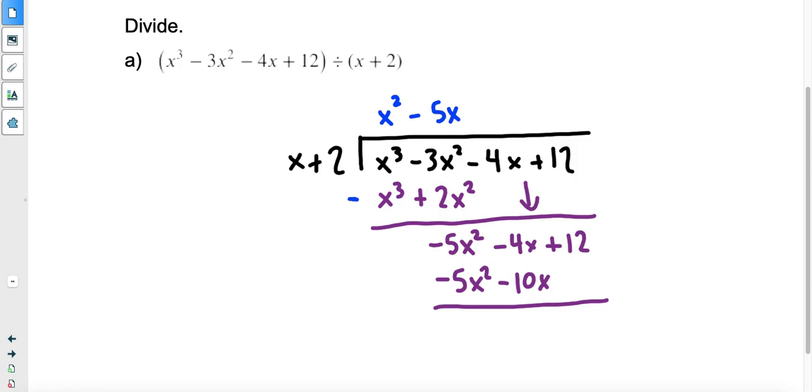And now, just like before, I'm just going to subtract. Okay, negative 5x squared minus negative 5x squared is 0. Negative 4x minus negative 10x is the same thing as negative 4x plus 10x, which you know is just 6x. And now, just like before, we're going to bring the 12 down.